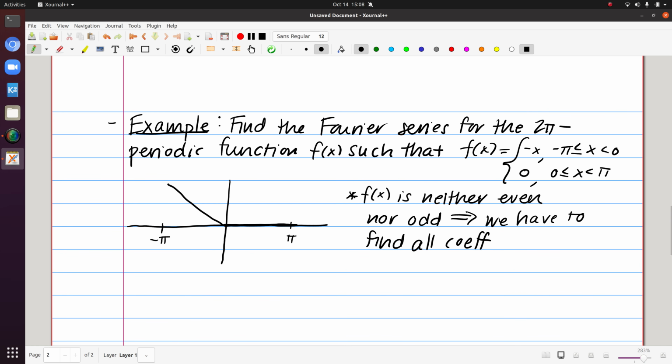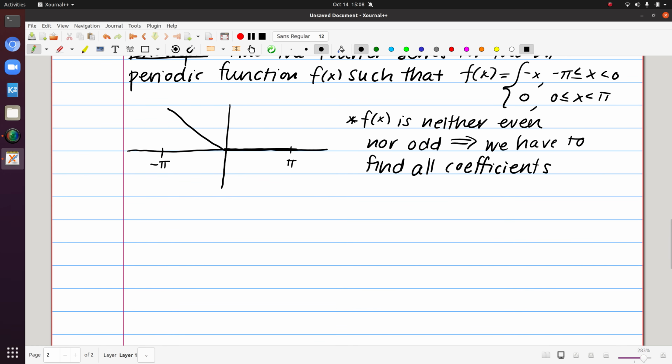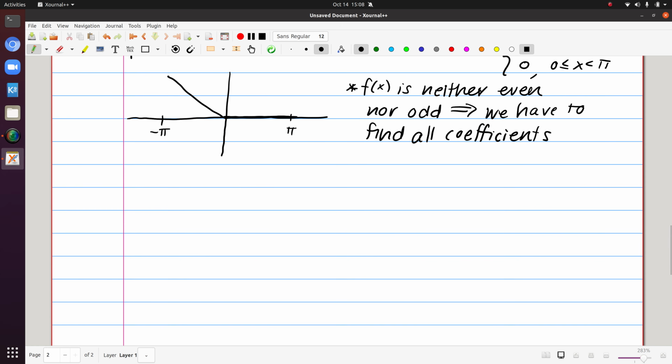And I also wanted to point out that just by doing this example, it is really helpful when you notice that you have an even or odd function, but that's not always going to be the case. Many times you're going to encounter functions that aren't even or odd, and we can't really use any of those simplifications. So now I want to go through and find my sets of coefficients.